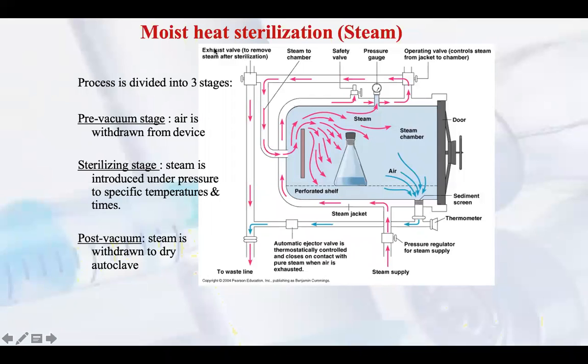So the moist heat process is divided into three stages: the pre-vacuum stage, the sterilizing stage, and the post-vacuum stage. When you go into commercial production, you will see how they are made. Just for knowledge, this is moist sterilization. You will understand when you go for an internship in industry how heat sterilization is done there. How and when they apply the steam, that is moist heat sterilization.